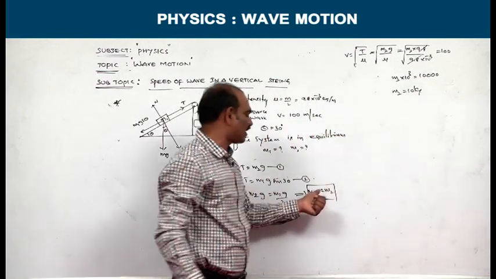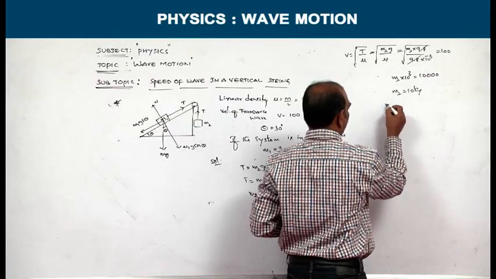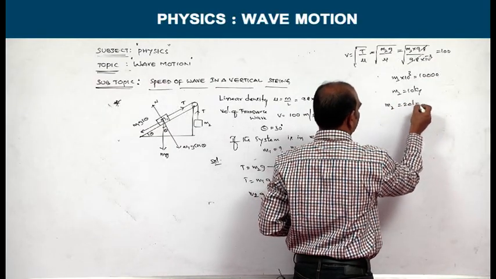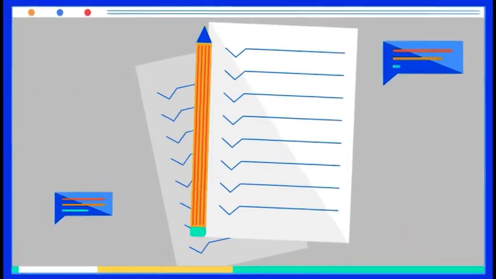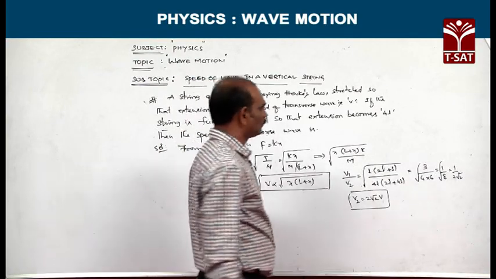We know that m1 is equivalent to 2m2. Therefore, m1 is equivalent to 20 kg. So this is how the masses can be calculated. So let us see one more problem.